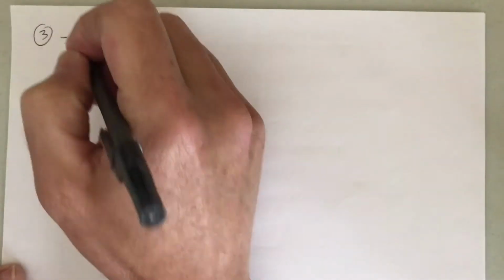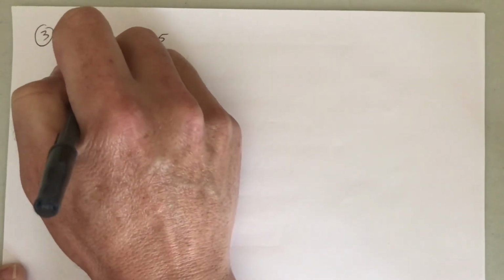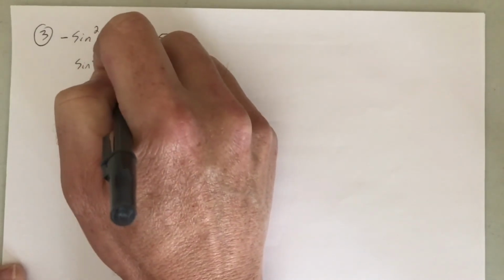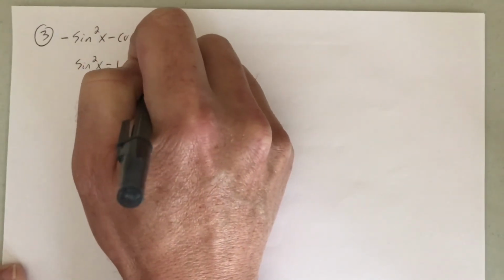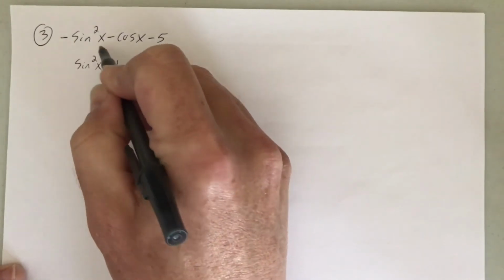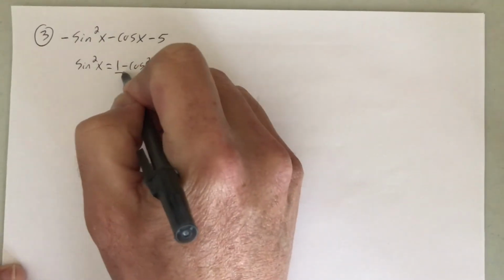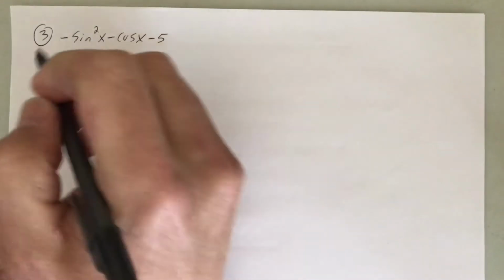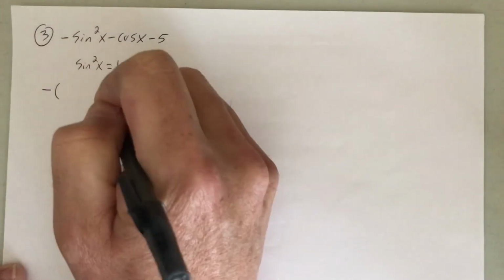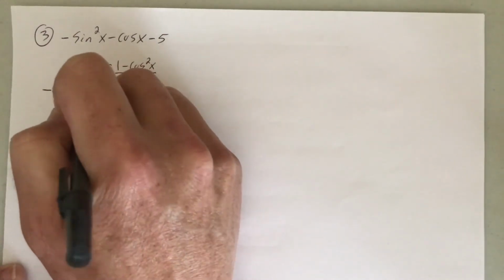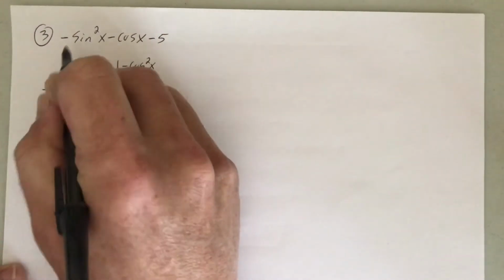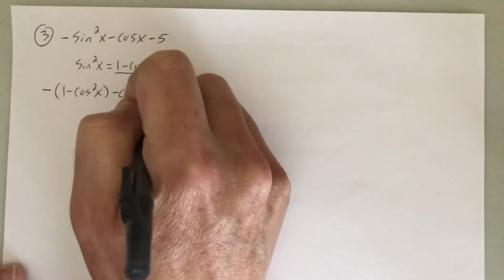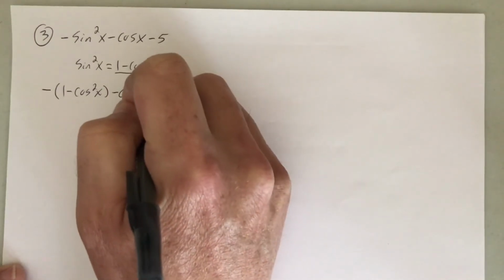Well, we know that sine squared x, if we do some manipulating with the Pythagorean identity, is equal to 1 minus cosine squared x. So if I replace this with 1 minus cosine squared x, then I'll have the same trig function. Just be careful with the minus in the front. So when I write this, I get negative, parentheses, 1 minus cosine squared x, because I have the negative in the front, then I'm replacing sine squared x, and then I have the minus cosine x minus 5.